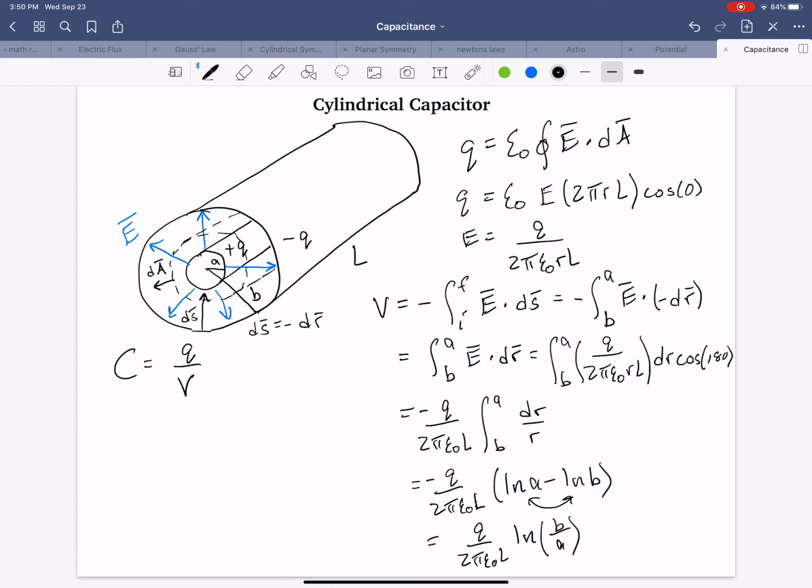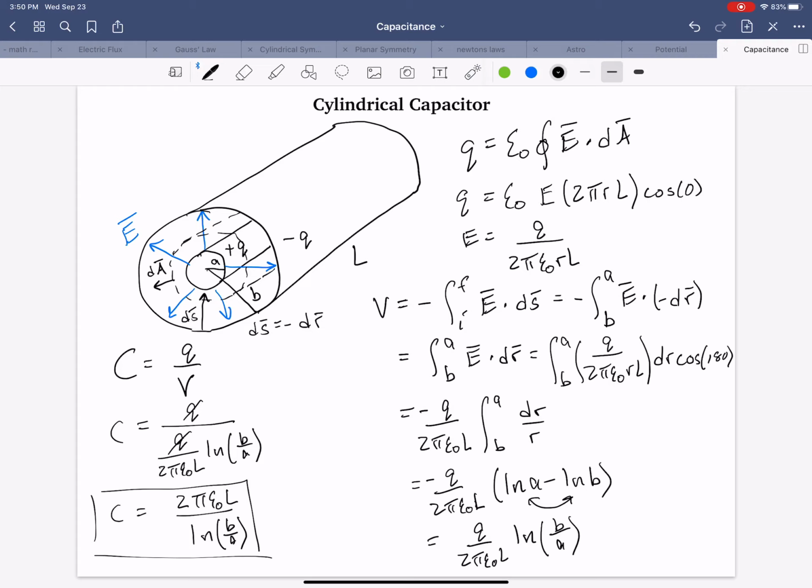Now let's take this expression and plug it in for our capacitance, and this is what we get. We have our ordinary charge Q divided by what we just found. Q over 2 pi epsilon naught L times the natural log. So now we see the Q's cancel, and we're left with 2 pi epsilon naught L divided by natural log of B over A. And this is the expression for the capacitance for a cylindrical capacitor.